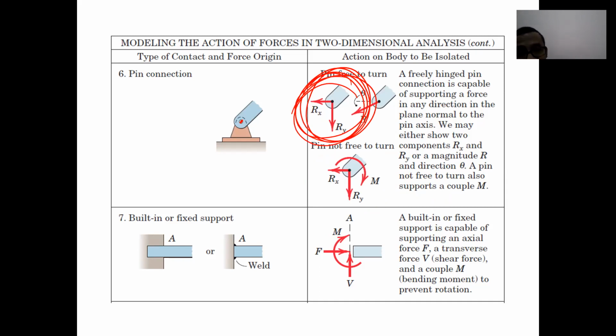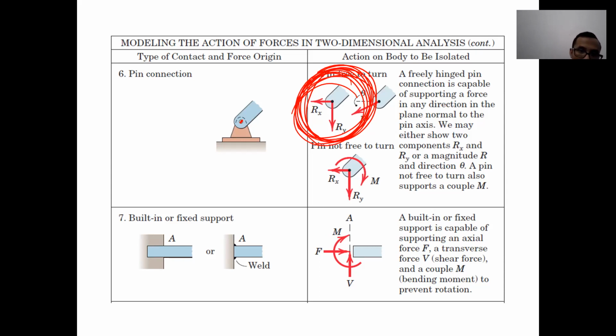Unless it's stated that the pin has friction, you draw it like this. So most of the time you have to draw it like this. Now the last one is fixed support. Fixed support is like a cantilever. At one end, all the parts of it are fixed. So in that case, it will be able to withstand the horizontal movement, vertical movement, and rotational movement as well.